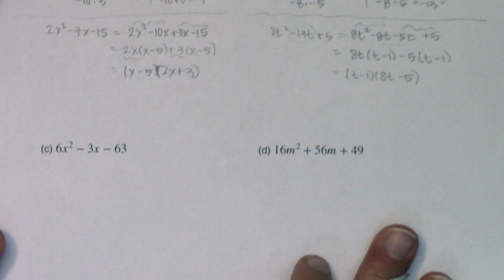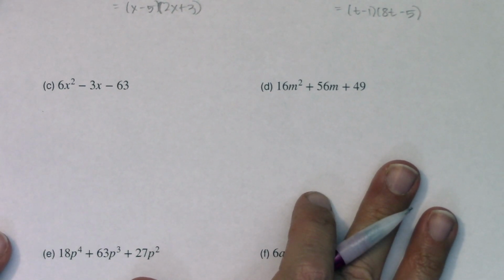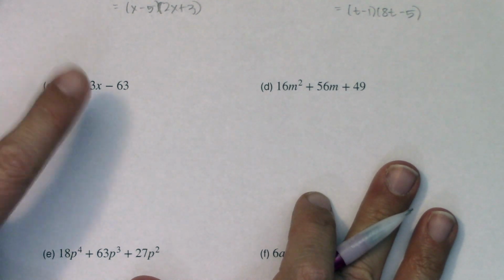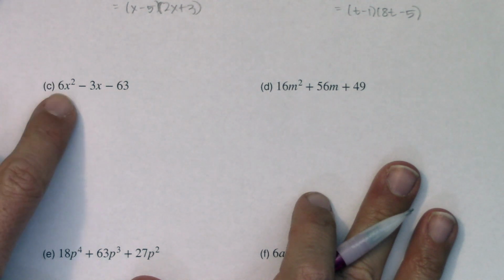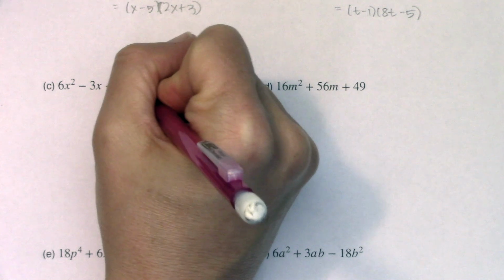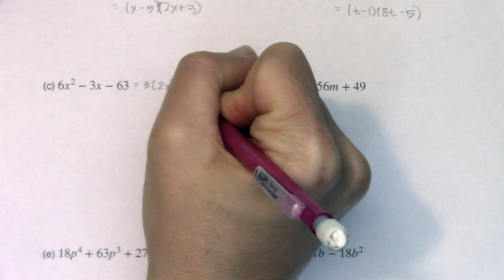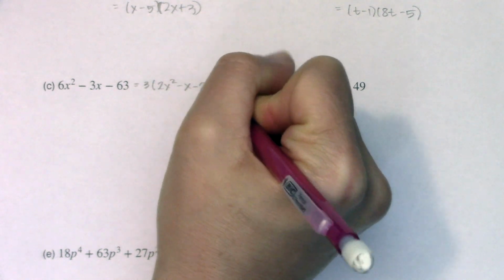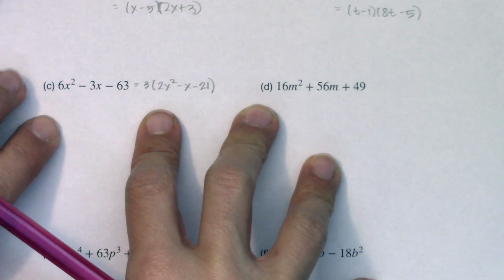All right, let me scooch this up so we can take a look at C and D. Now, something to notice on C, I see that there's a GCF right out the gate. Right? I see 6, 3, and 63. They have 3 in common, so I'm going to factor out the 3 to get 2x squared minus x minus 21. Now again, if you want to guess and check this, that is totally fine.